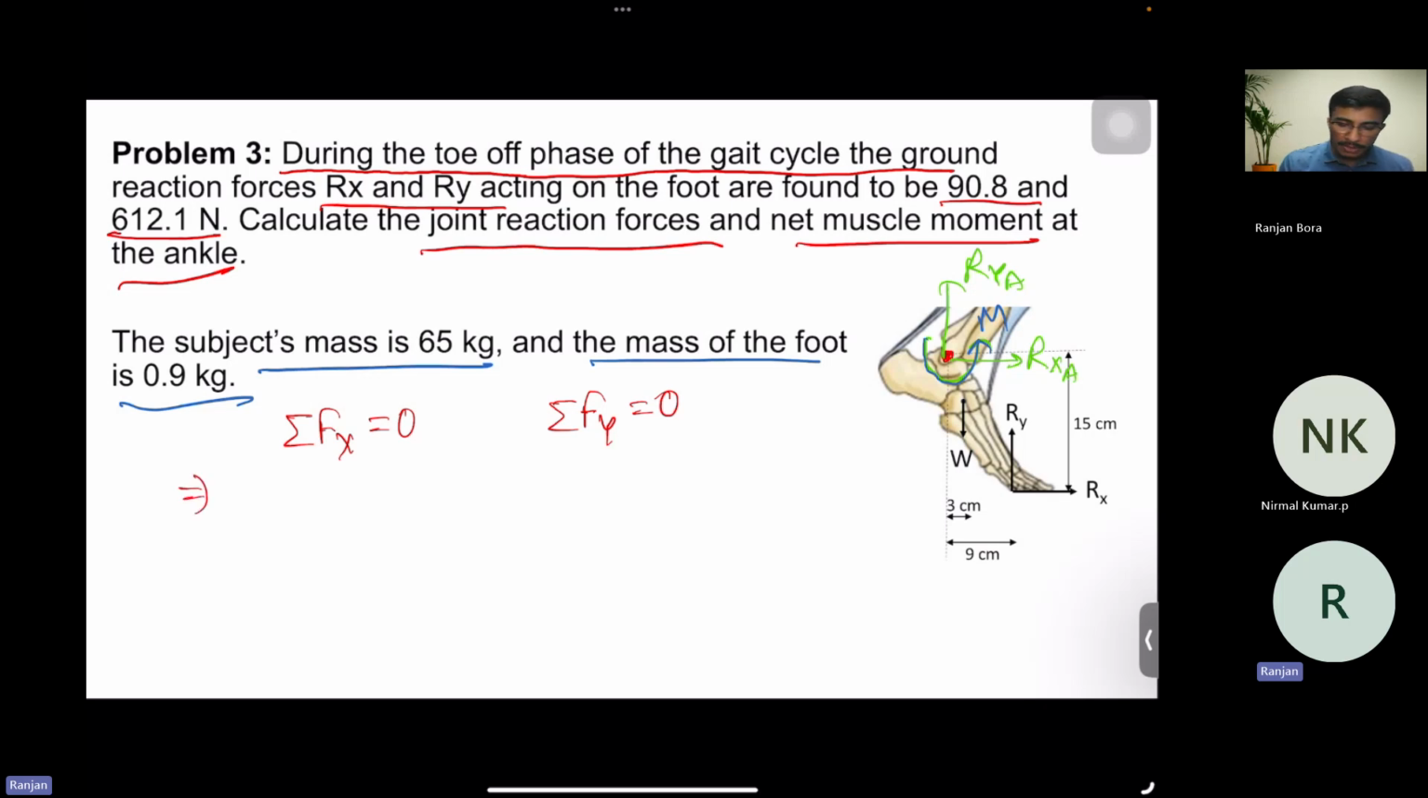If we use the first equation, summation Fx equals 0, what are the forces acting in the x direction? It is Rx plus Rxa equal to 0, because there are no other forces acting in the x direction. So from here, Rxa equals minus Rx. And what is Rx? Rx is given as 90.8, so it is minus 90.8 Newton.